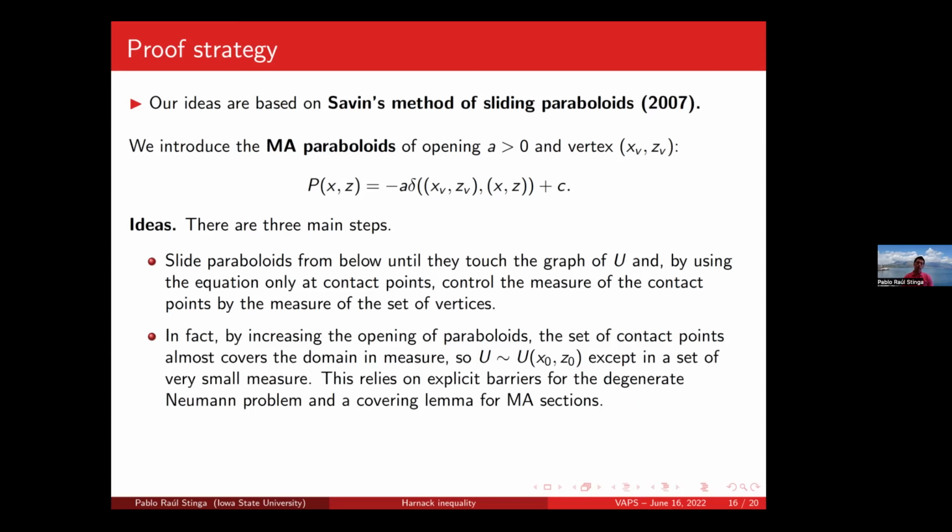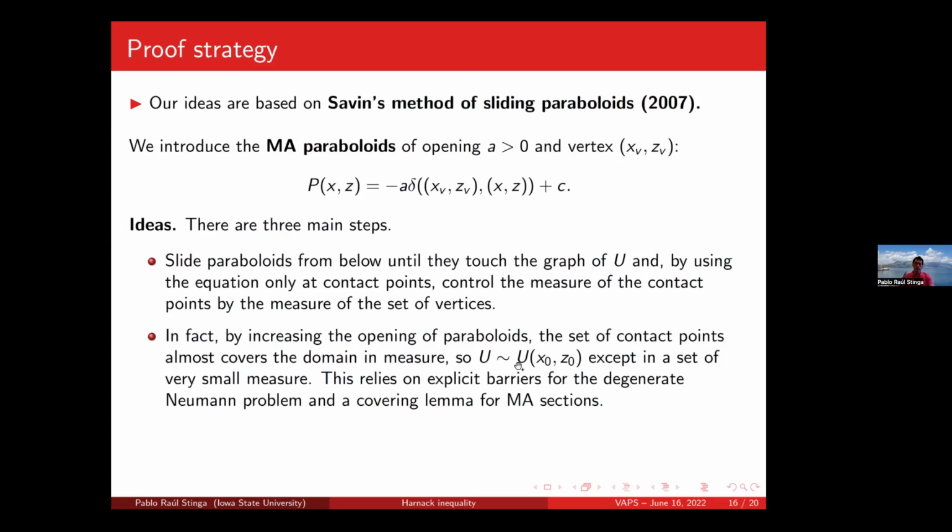Then what you do is increase the opening of the paraboloid. So you make the paraboloids narrower and narrower, right? If you make the paraboloids narrower, you will be able to touch the function at more points. The paraboloids like that, maybe you touch fewer points, but if you narrow that, you're touching more points, right? So by doing that, you will see that the set of contact points almost covers the domain in measure, right?